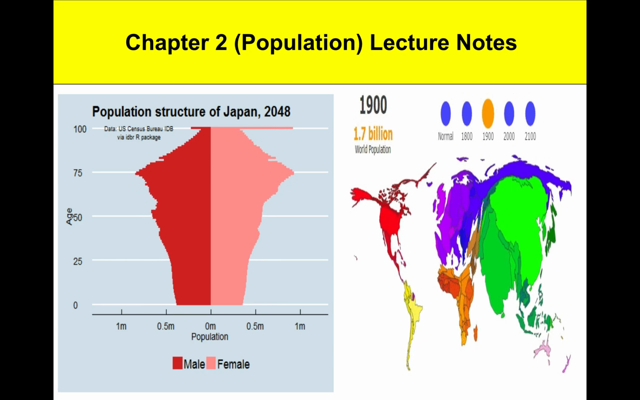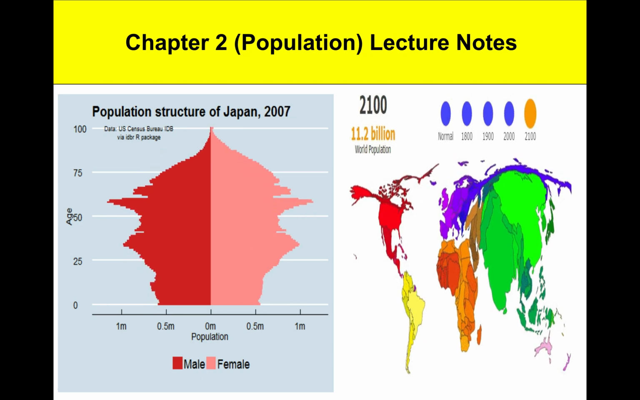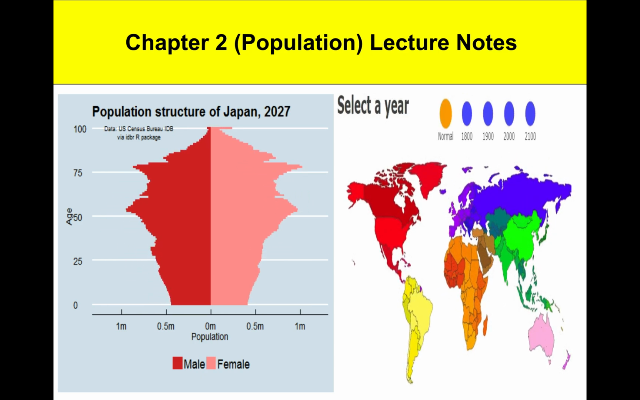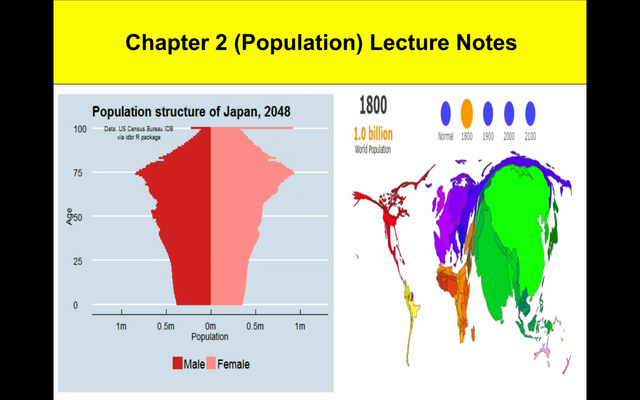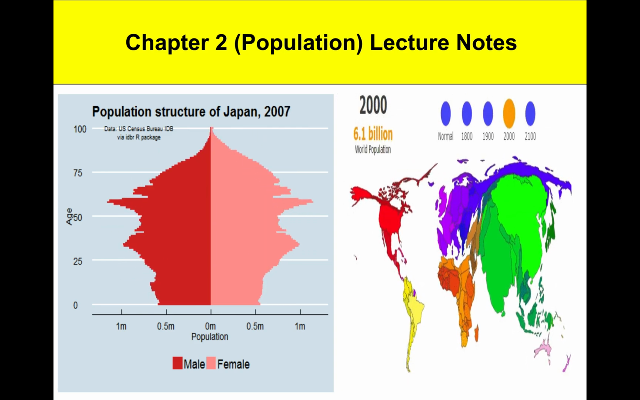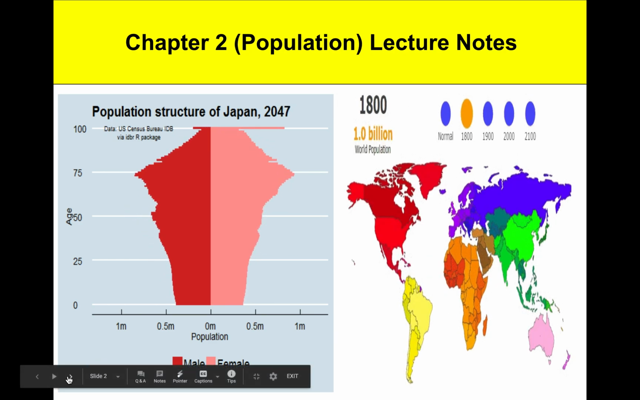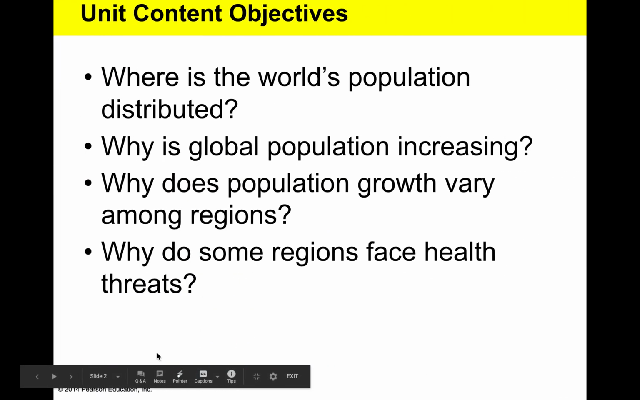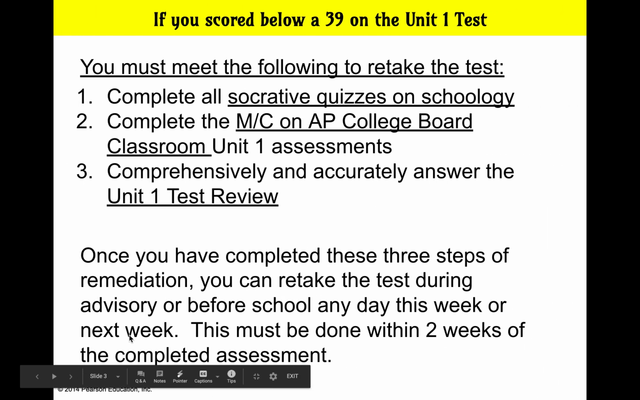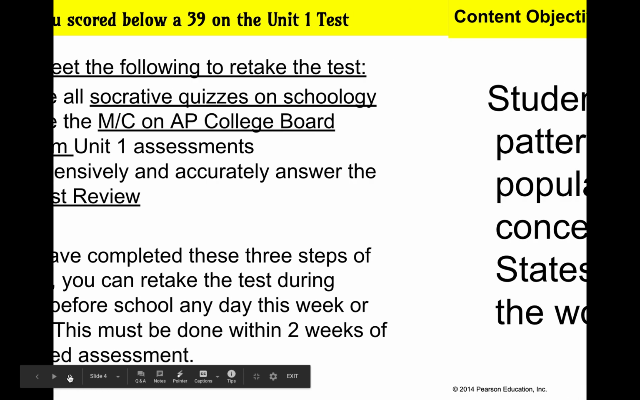Unit 2 consists of Population, Chapter 2, and Migration, Chapter 3. Starting today, we'll start with Population, Key Issue 1. There are the unit objectives. We'll talk about tests later.